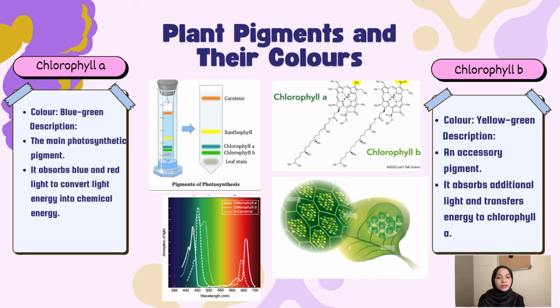Another pigment observed is chlorophyll B, which appears yellow-green in color. Chlorophyll B is known as an accessory pigment. Its function is to absorb light energy that chlorophyll A cannot absorb efficiently and transfer this energy to chlorophyll A. This process helps to increase the overall efficiency of photosynthesis.